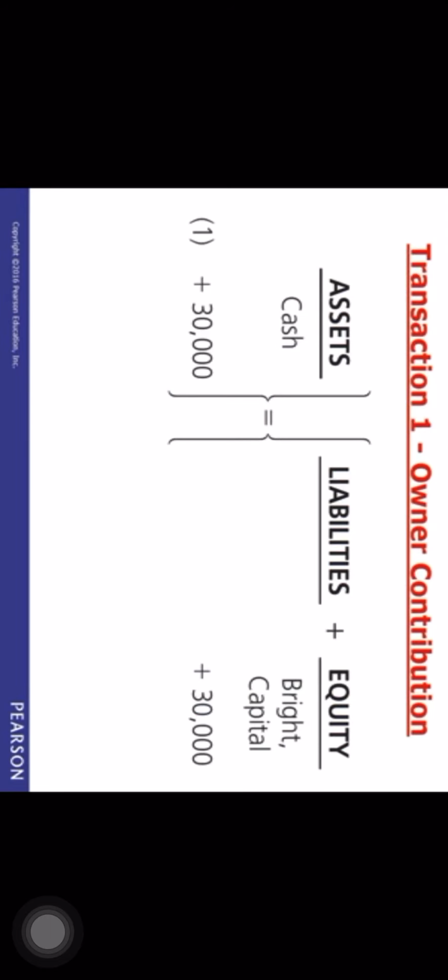Our fifth and final step is just to make sure our accounting equation balances, and it does. Cash increases on the left-hand side $30,000. The Bright capital account increases the right-hand side $30,000. So yes, we are in balance after this transaction.